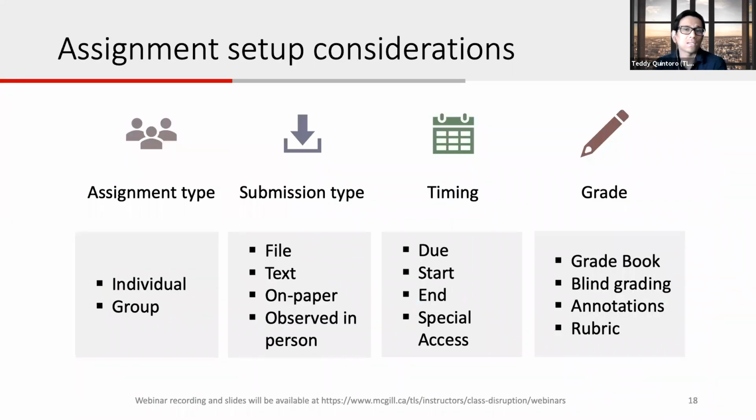So what are the key considerations that you have to think about when building an assignment? We can boil it down to 4 areas. The assignment type, the first is the individual, which is a single student submitting an artifact, which is most of the cases that you've seen. And you can also do groups.